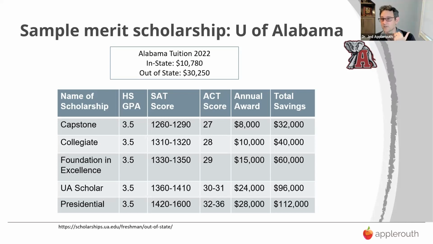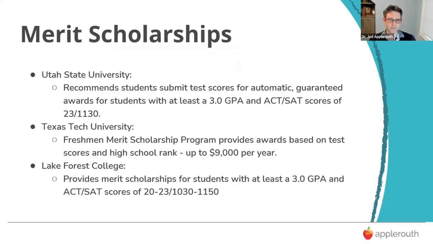So again, when you have a test score, it's going to help you at some places, and at other places it's not going to help you. Part of it is looking at their profiles, looking where your score fits in their score range. Other schools with merit scholarships: Utah State, Texas Tech. And you can look at the school's website or Google, or send a message to the admissions office. Do you have any merit-based scholarships? What are the criteria? There are definitely schools where testing is part of that criteria.